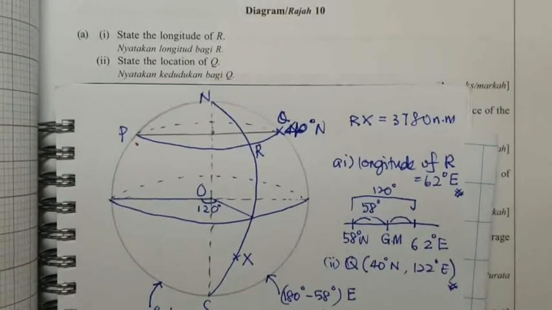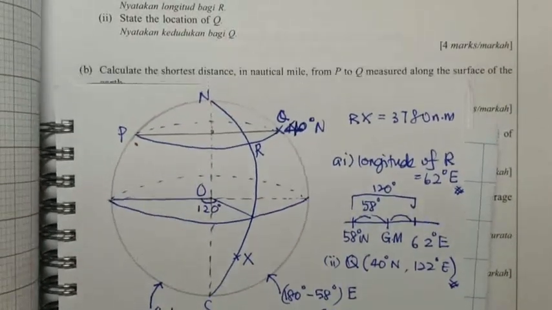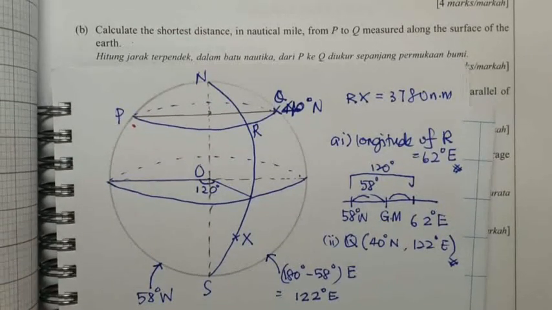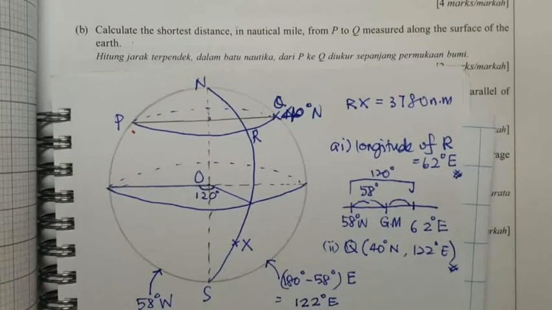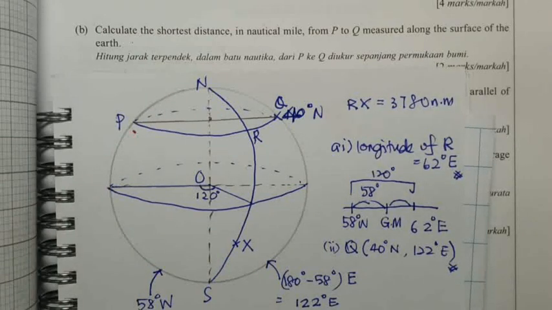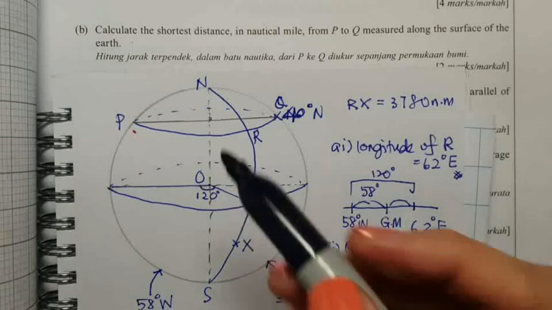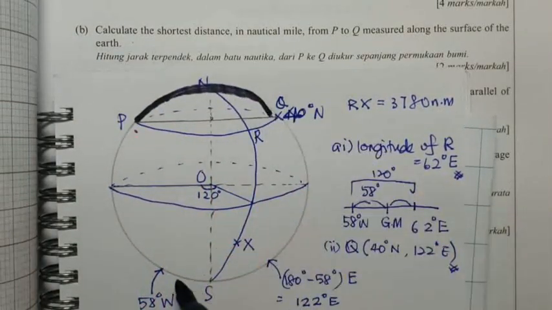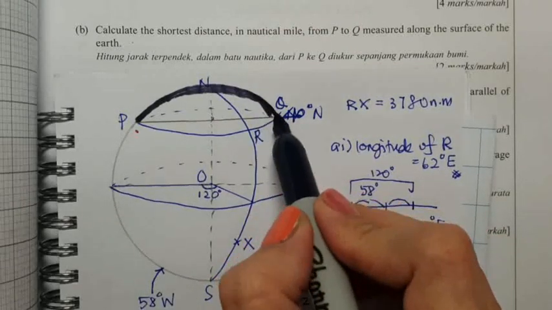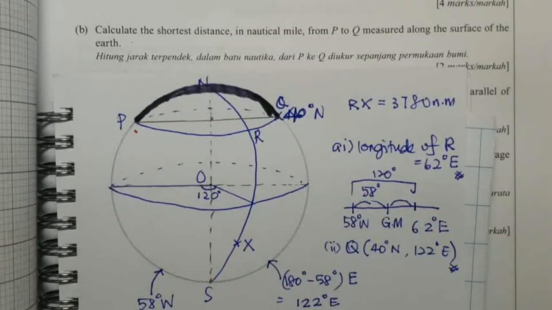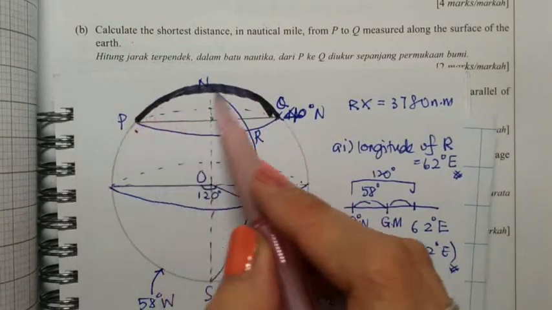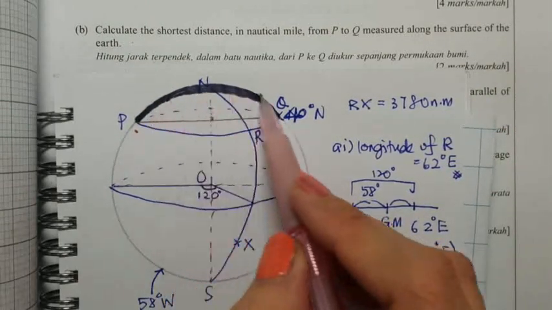Next, let's go to part B. Now, part B, we need to calculate the shortest distance in nautical miles from P to Q, measured along the surface of the Earth. Now, the shortest distance is always passing through the Great Circle. In this case, it's either you pass through the North Pole or you pass through the South Pole. In this case, it's North Pole lah. Okay, the question is always in such the way. So we need to find the distance from P to Q along this great circle.